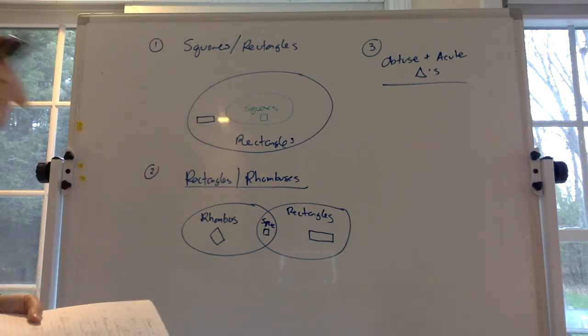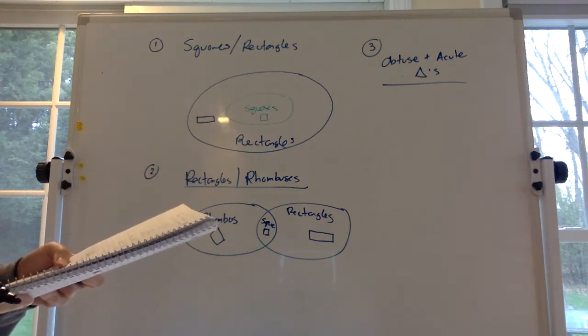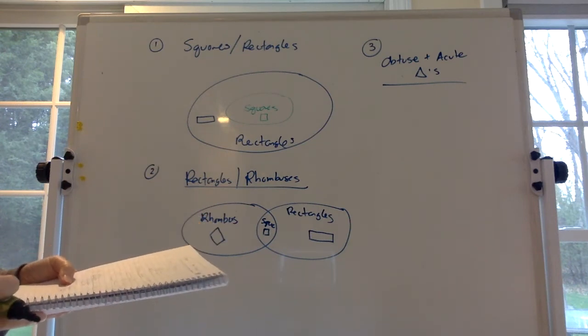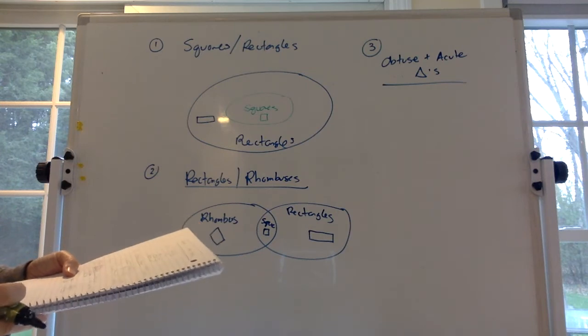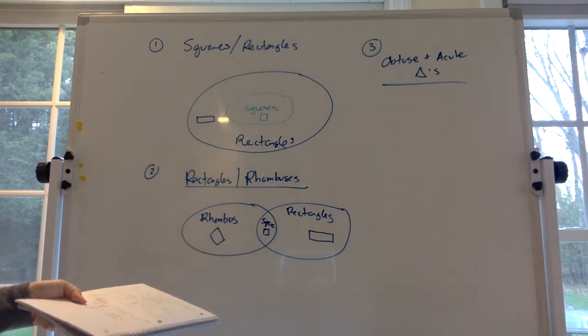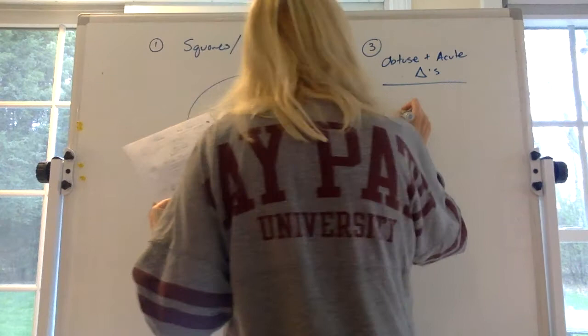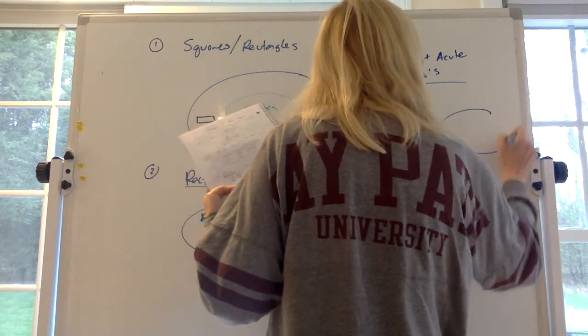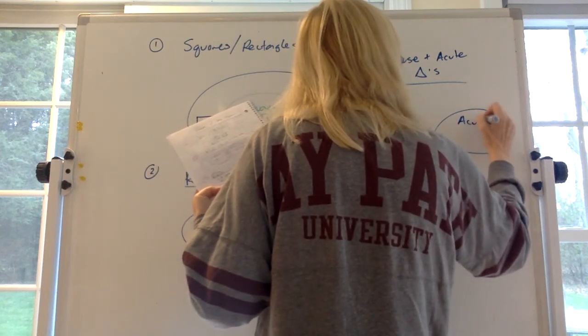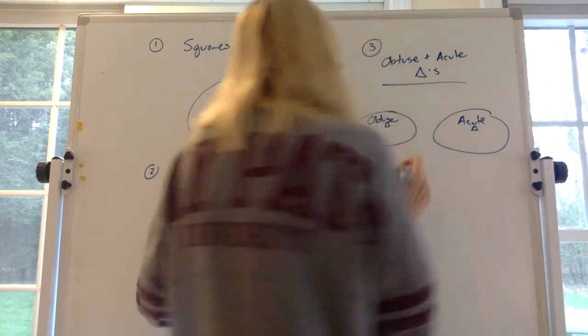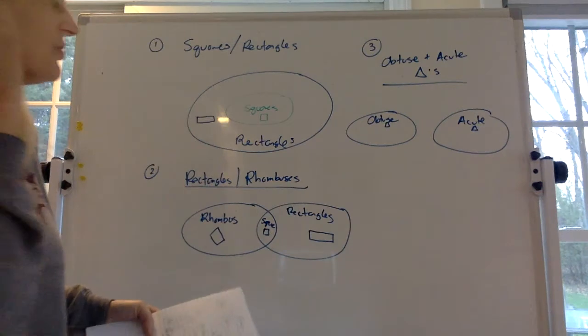Remember the rule too, though. All the interior angles of triangles have to add up to 180, right? So obtuse, one has to be greater than 90. Acute, they all have to be less than 90. How can those overlap? That cannot happen, right? So here's an example where the two circles don't overlap at all. These are triangles, right?